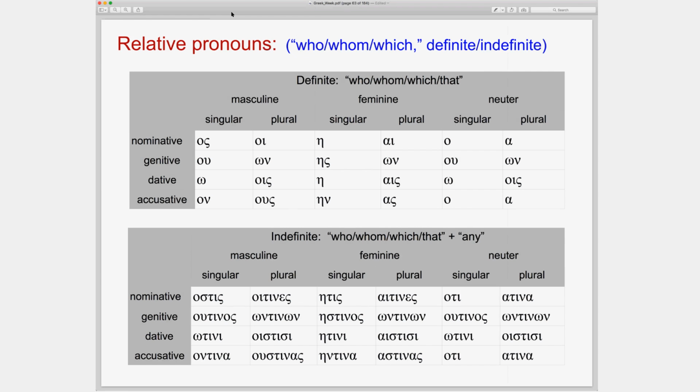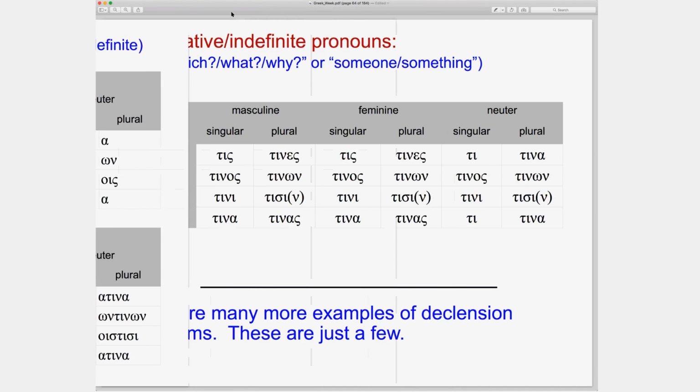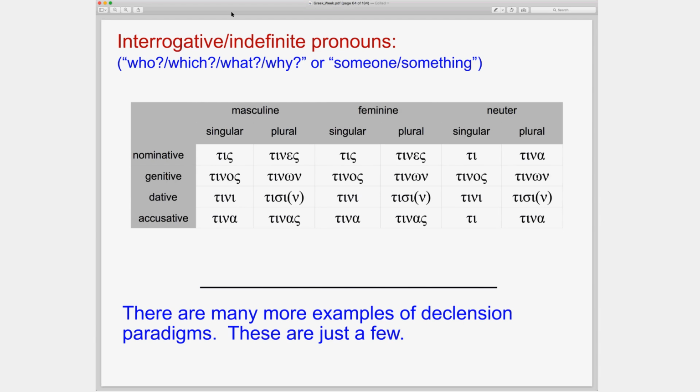Here are relative pronouns. Remember we talked about them? Who, whom, which, definite or indefinite. Definite would be who, or whom, or which, or that. Who or whom are personal, masculine or feminine, and then which or that would be neuter. And then indefinite, you add the word any to that. Any is tis. And you get who any. So you can see how the Greek language kind of builds, and it's very logical. It's very nice to read.